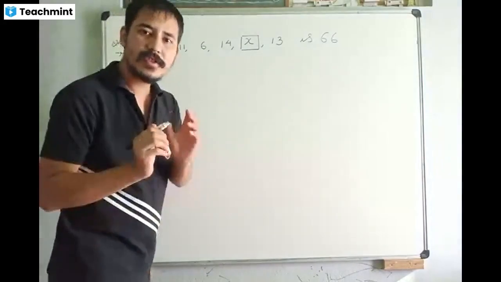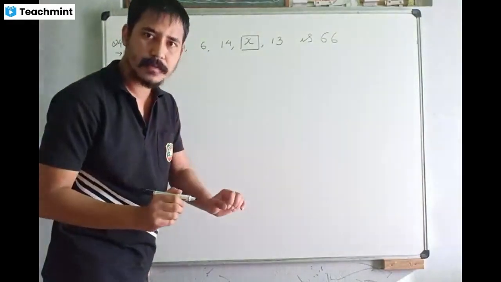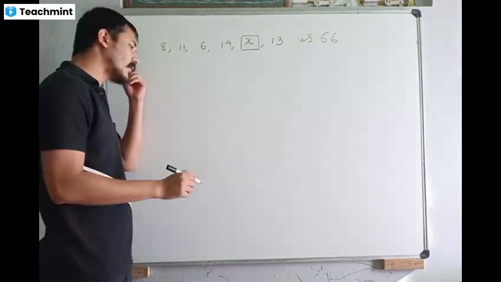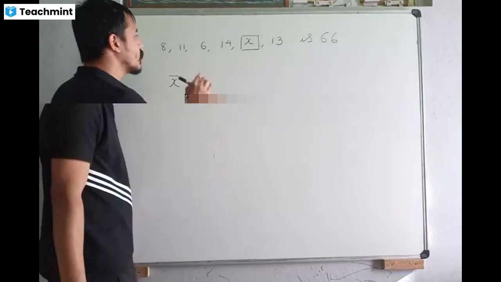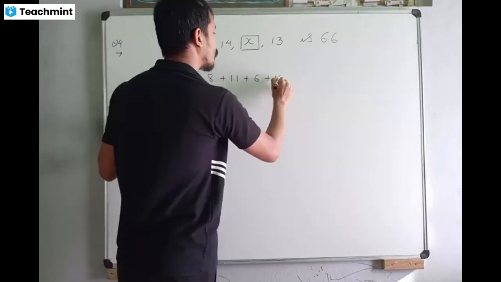Don't worry, just follow the definition. Whenever you have ungrouped data, we simply follow the definition. So the arithmetic mean will be given by, according to the definition, the sum of all the items in the group, 8 plus 11 plus 6 plus 14 plus x plus 13, divided by the number of items, that is 1, 2, 3, 4, 5, and 6.